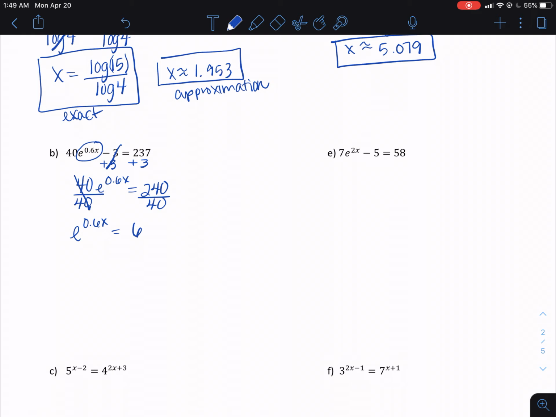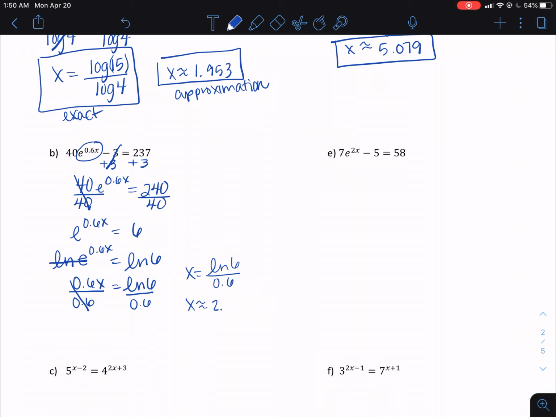Since we have base e, anytime we have that e there, we always want to use our natural log. So if we take ln of e to the 0.6x power equals ln of 6, the natural log and the e are going to cancel. So we're left with 0.6x equals the natural log of 6. We can divide by 0.6 on both sides, and we get x equals the natural log of 6 divided by 0.6. If we plug that in our calculator, we get 2.986.